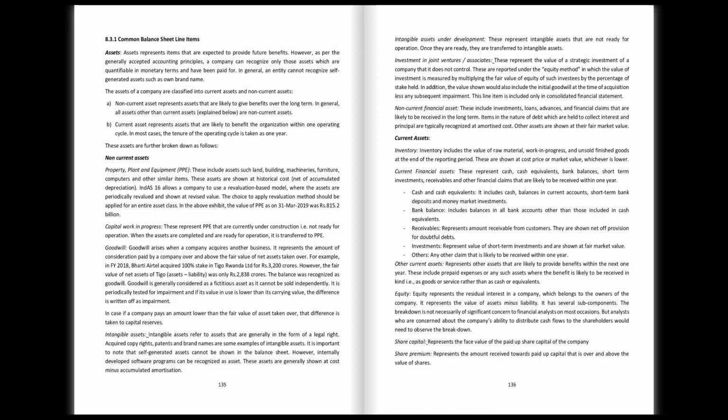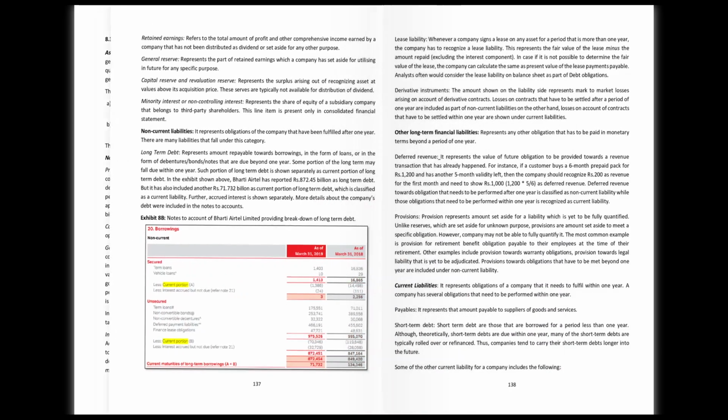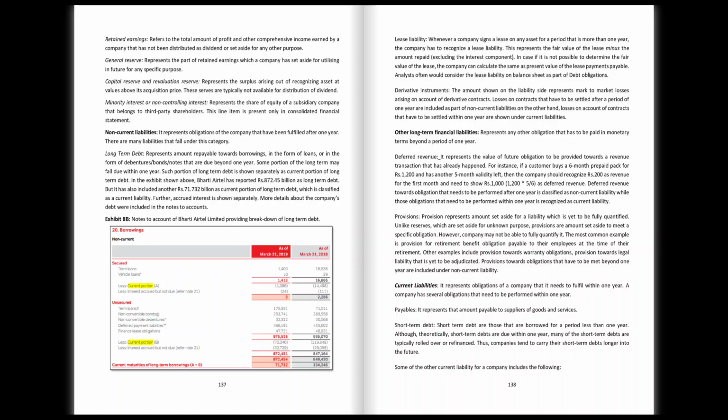Share premium represents the amount received towards paid-up capital that is over and above the value of shares. Retained earnings refers to the total amount of profit and other comprehensive income earned by a company that has not been distributed as dividends or set aside for any other purpose. General reserve represents the part of retained earnings which a company has set aside for utilizing in future for any specific purpose. Capital reserve and revaluation reserve represent the surplus arising out of recognizing an asset at a value above its acquisition price. These reserves are typically not available for the distribution of dividends.